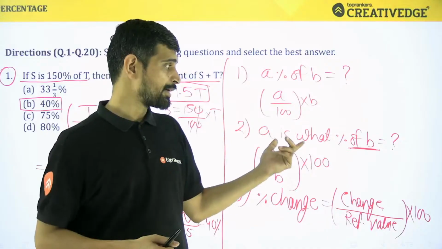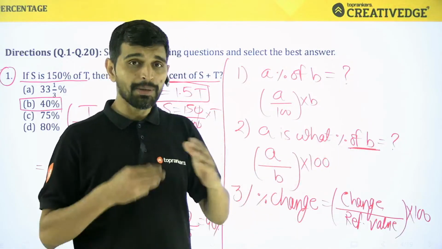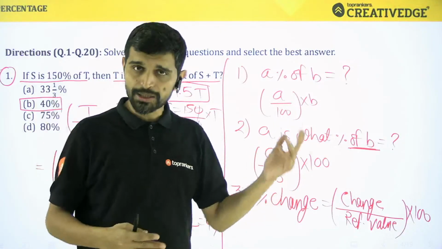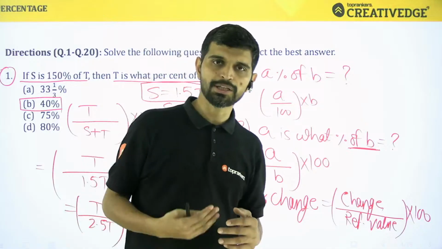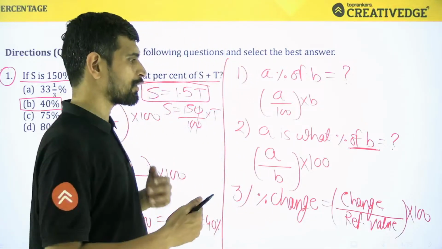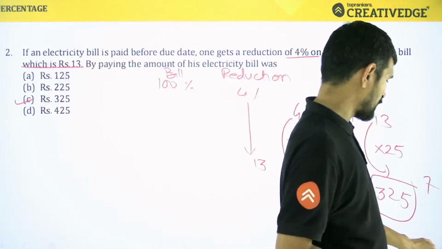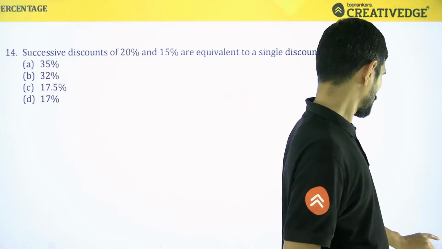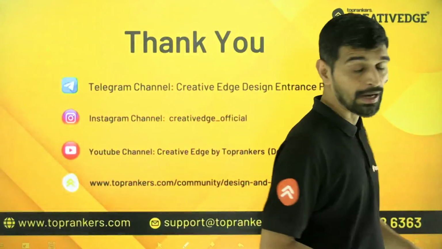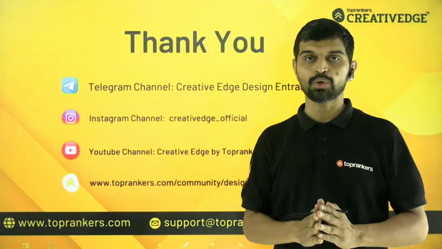Right? The second is A is what percent of B? Third is how much is the percentage change? Right? It was this much earlier, later it became this much, how much has it increased or decreased in terms of percentage. So these are the three things we saw. One by one you saw the variations of questions, the level changed, right? So this is exactly what we had discussed.